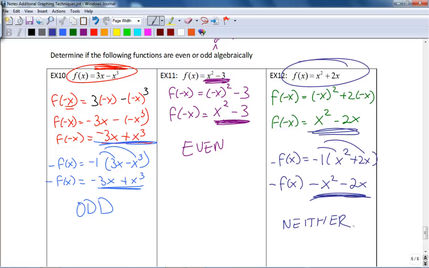That's it for this section on transformations of functions and even and odd functions.